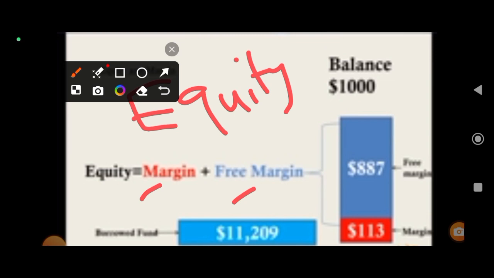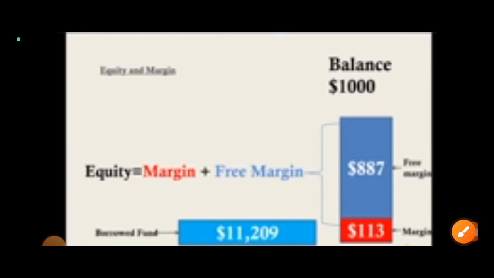Free margin is simply your balance minus your margin. And to get your equity, you add your margin plus your free margin. So if you subtract our margin, 113, from 1,000, it gives us $887. That's just the free margin, the one we haven't touched yet, right? While our equity is our margin plus our free margin.